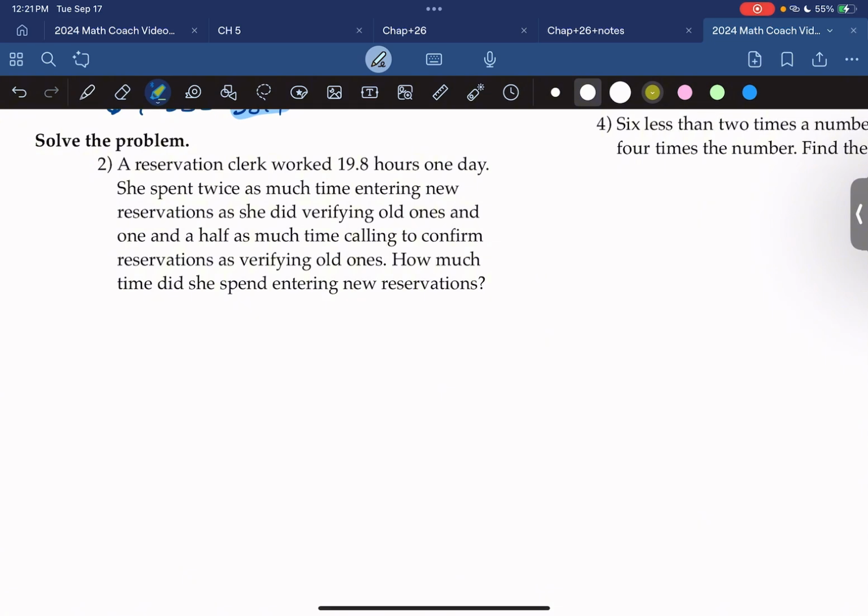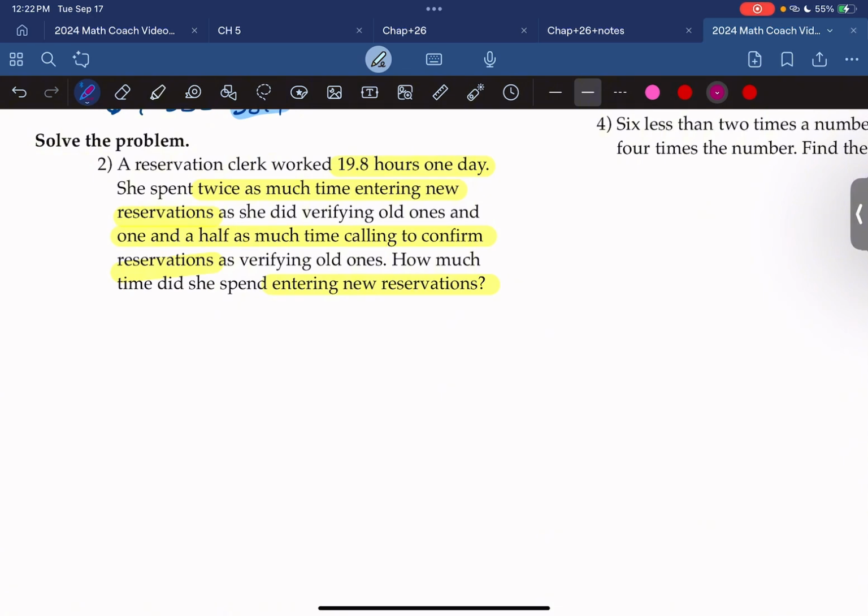A reservation clerk worked 19.8 hours one day. She spent twice as much time entering new reservations as she did verifying old ones, and 1.5 as much time calling to confirm reservations as she did verifying old ones. And then how much time did she spend entering new reservations? So this problem has 2 steps, kind of like the first one. So let's get into it.